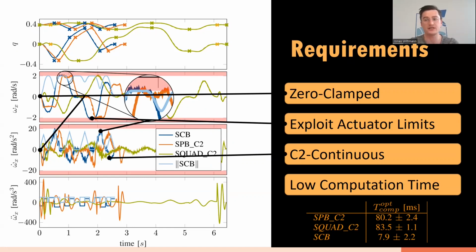We exploit the actuator limits, that is, the angular velocity is at its limits during the linear motion phases, and the angular acceleration is at its limits during the blending phases. Further, the trajectory is C2 continuous, that is, there are no discontinuities in the acceleration profile. Finally, this table shows that our SCB method has the lowest computation time of 88 milliseconds for the given scenario.